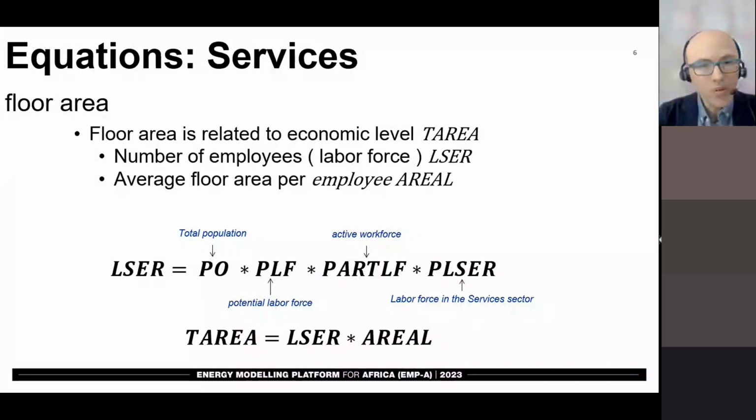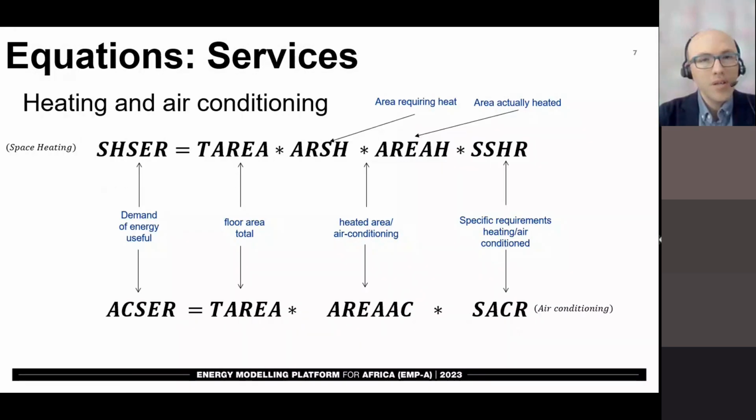Here is how to calculate the total area that will be used afterwards to calculate the energy needed for space heating and for air conditioning. The equations for calculating the useful energy demand for space heating or for air conditioning are quite similar. For space heating, for example, the useful energy demand is calculated by multiplying the total floor area, which we have seen before, by the area requiring heat, the fraction of this area that is actually heated, and we multiply this by the specific requirements for heating.